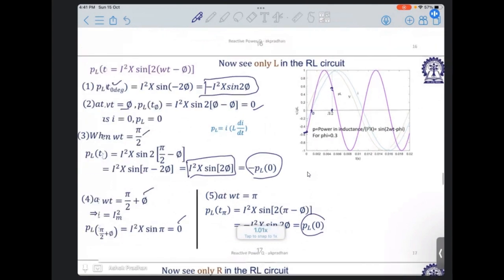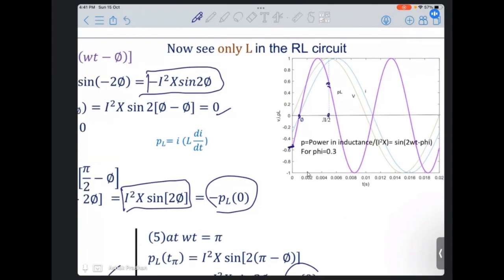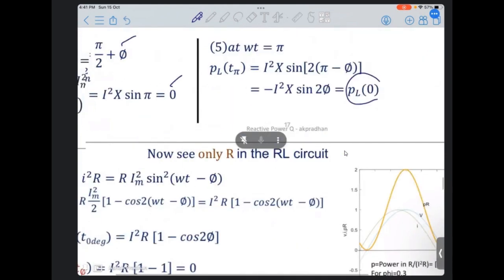So we see here that the inductor in the RL circuit again oscillates between positive and negative, the same thing, and therefore it does not consume; the average power happens to be 0. Once it takes power from the source, in the other half it gives energy back to the system.